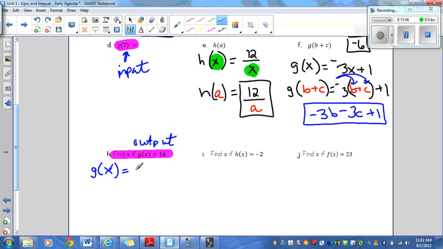Okay, so when I write g of x is equal to negative 3x plus 1, I'm not plugging in for x this time. I know what g of x is. I know what this is. So that is 16.